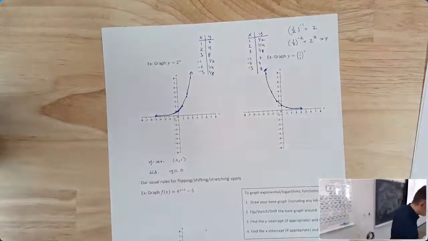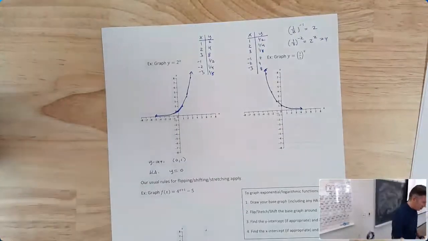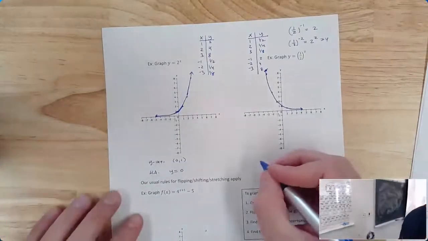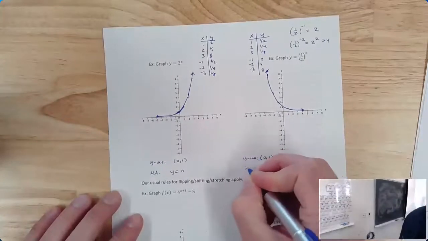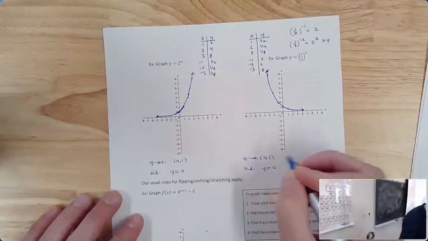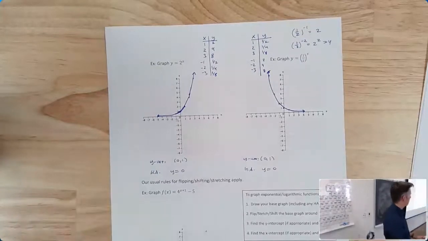That looks all right. So here's your graph of 1/2 to the x. It's still got a y-intercept of (0, 1). It's still got a horizontal asymptote of y equal to 0. The only other noteworthy difference here is one of them is increasing, one of them is decreasing.